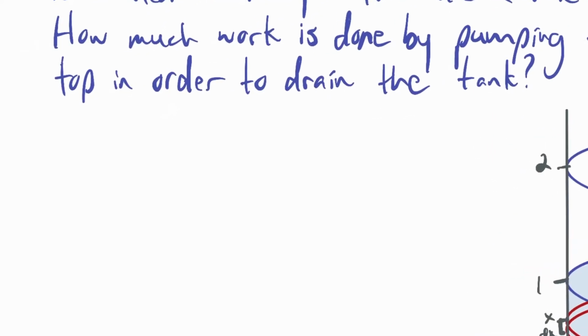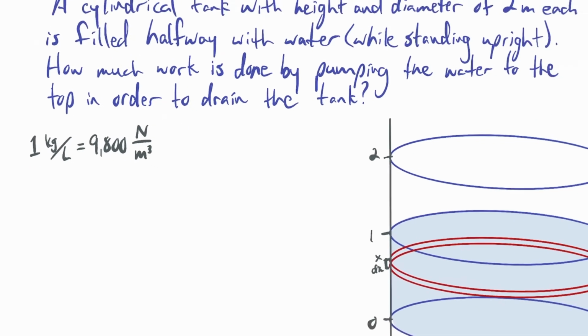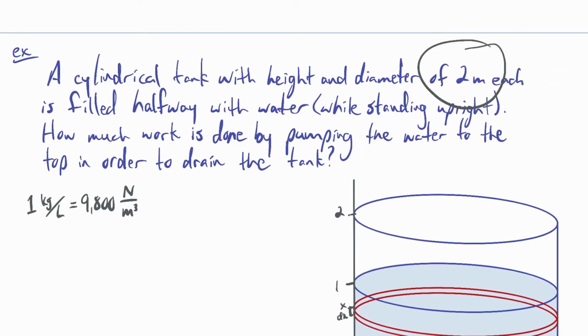So conveniently for the metric system, 1 kilogram of water, I'm sorry, is 1 liter. So 1 liter of water is 1 kilogram, right? So there's 1 kilogram per liter. And it turns out, if you do some unit conversion, that turns out to be 9,800 newtons per cubic meter. Okay, we're going to need that because all of our measurements are given in meters. So we're going to need to be able to convert from cubic meters into newtons, because newtons are the force that we're working against when we lift the water.